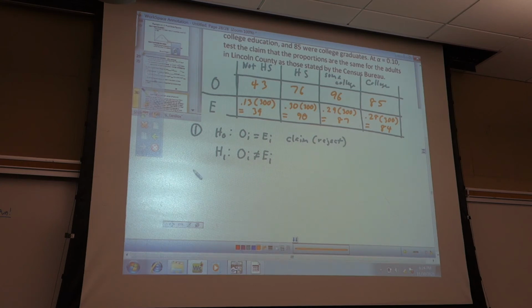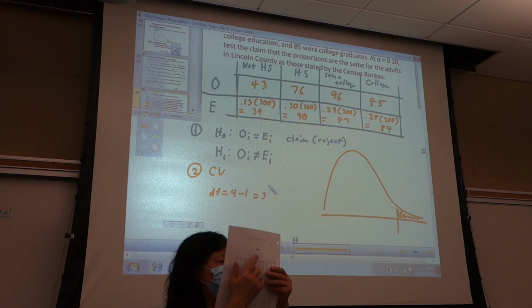All right, step 2. I need to find my critical value and draw a picture. So here's my picture. My degrees of freedom, I have 4 items. My degrees of freedom is going to be 4 minus 1. That's 3. What's my alpha? 0.01. So pull out your chi-squared sheet. 0.01, that's kind of right in the middle. Find your critical value.